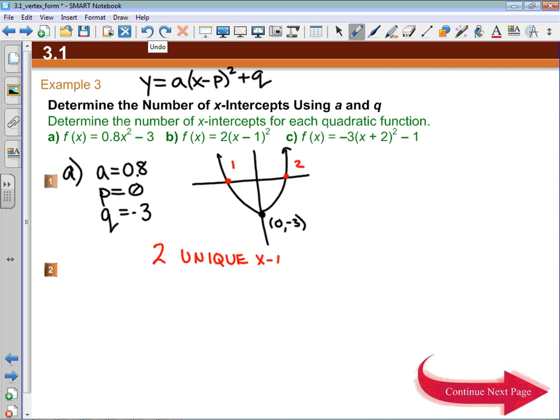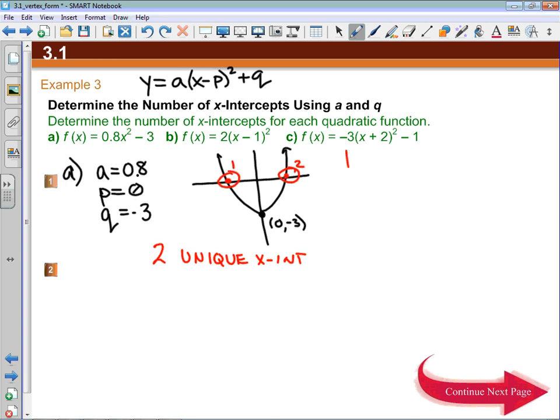And all I mean by that is because the graph is going through the x-axis in 2 different locations, those will be different x-intercepts. Now, because these parabolas are symmetrical, whatever the value of one is, the other is the negative, because that parabola looks the same on either side.